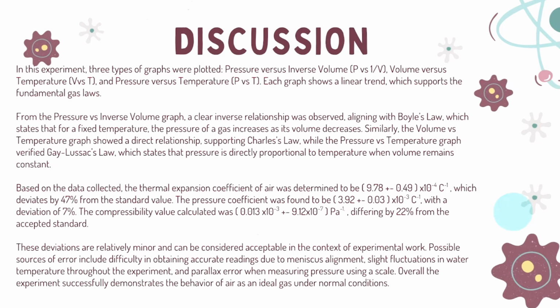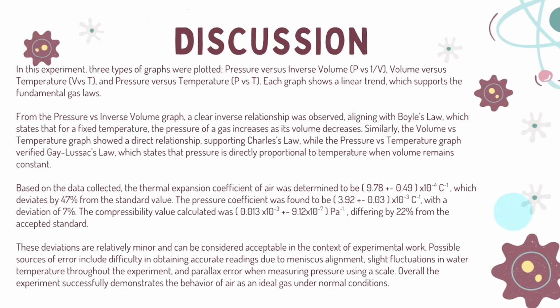Based on the data collected, the thermal expansion coefficient of air was determined to be 9.78 plus minus 0.49 times 10 to the power of negative 4, which deviated by 47% from the standard value. The pressure coefficient was found to be 3.92 plus minus 0.03 times 10 to the power of negative 3, with a deviation of 7%. The compressibility value calculated was 0.013 times 10 to the power of negative 3 plus minus 9.12 times 10 to the power of negative 7, differing by 22% from the accepted standard. These deviations are relatively minor and can be considered acceptable in the context of experimental work.